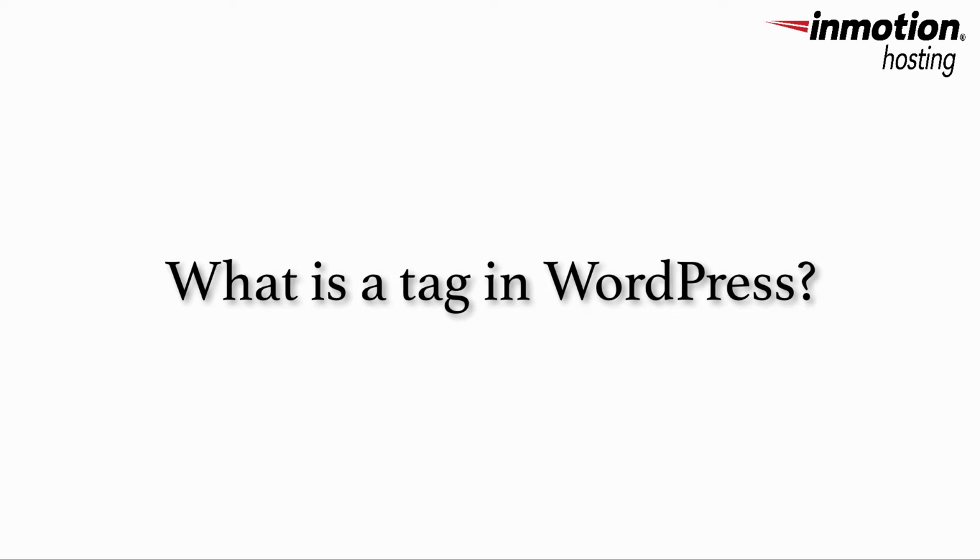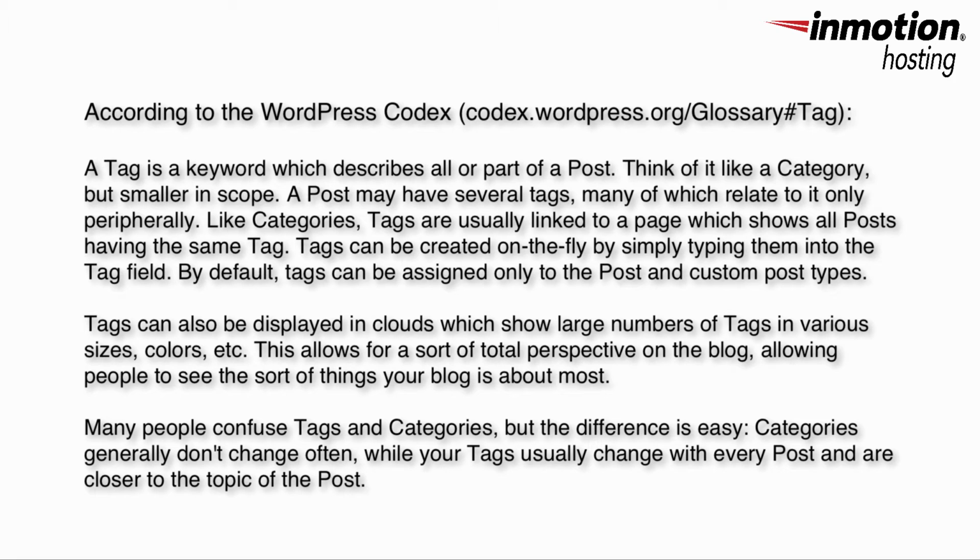So just what exactly is a tag? According to the WordPress Codex, a tag is a keyword which describes all or part of a post. Think of it like a category, but smaller in scope. A post may have several tags, many of which may relate to it only peripherally. Like categories, tags are usually linked to a page which shows all posts having the same tag.